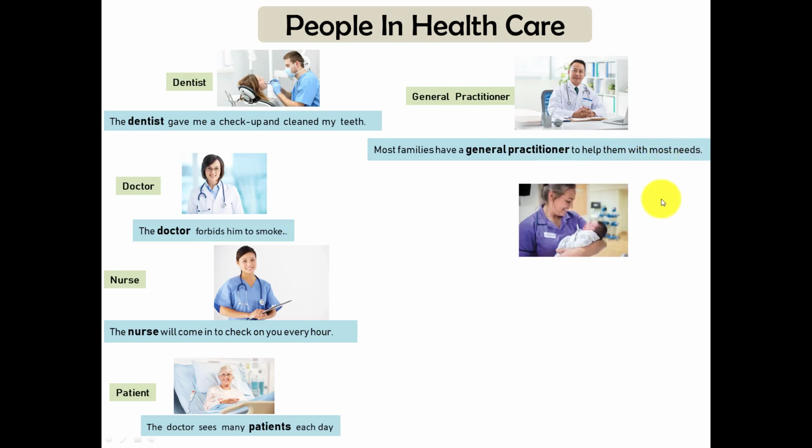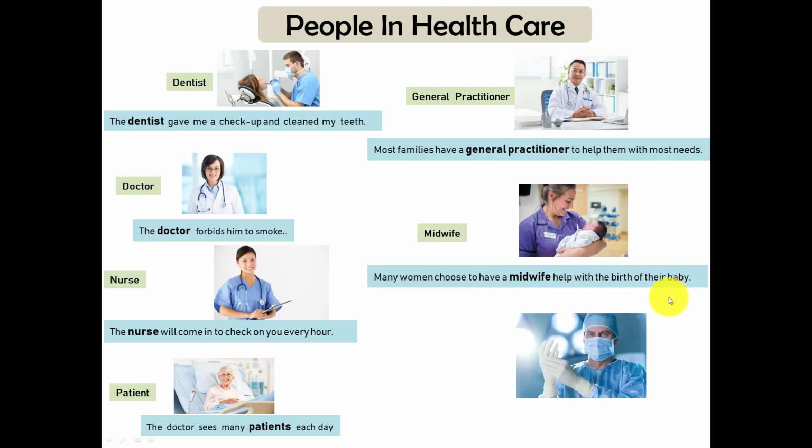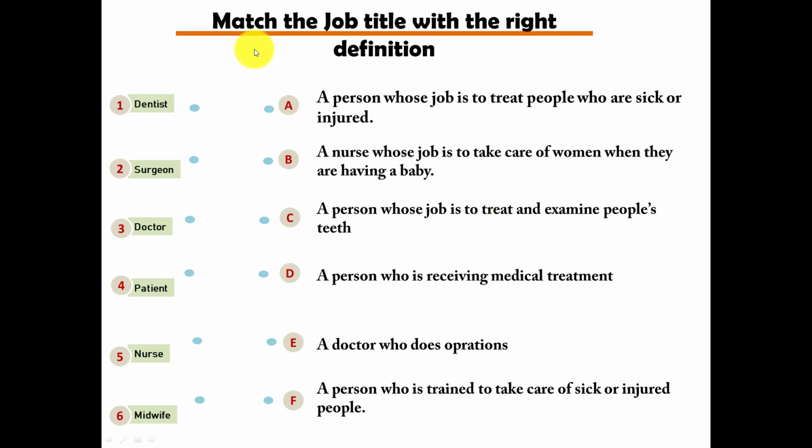Next, yes, a midwife. Many women choose to have a midwife help with the birth of their baby. Means a قابلة. Good job. Last picture, a surgeon. Very good. For example, the surgeon is performing an eye operation. Great. I hope you can remember these jobs so that we can perform this activity. So the activity is about matching. You are going to match the job title with the right definition.